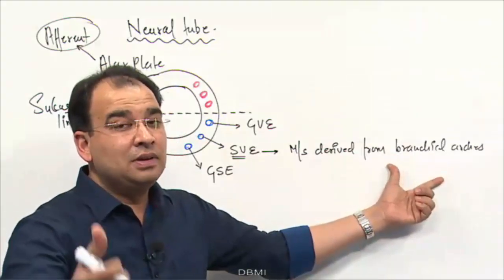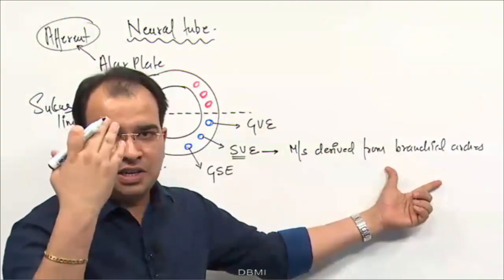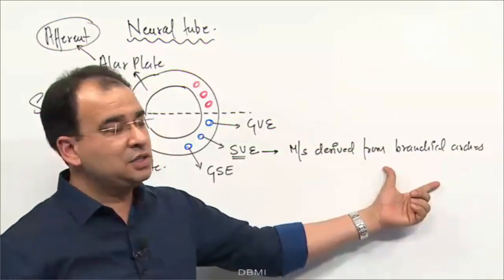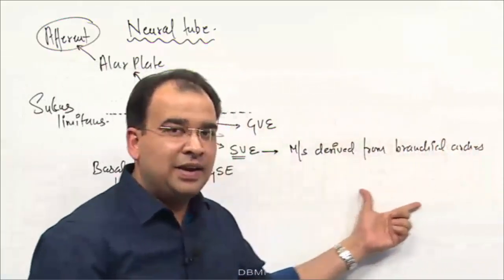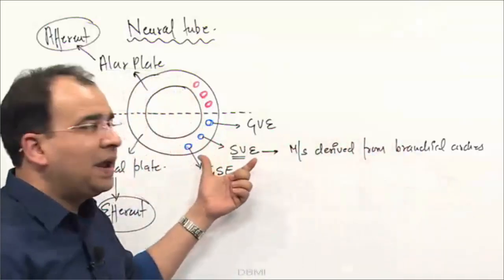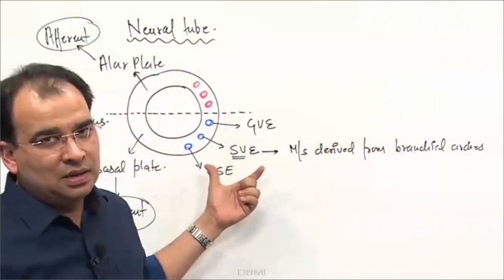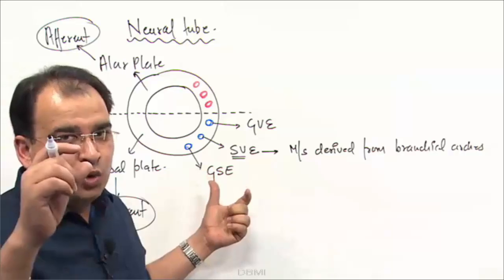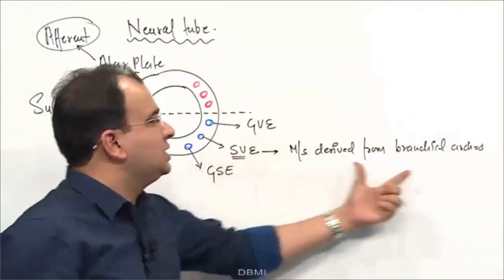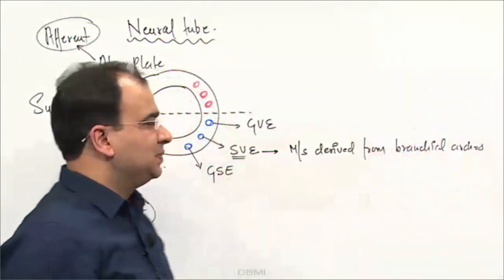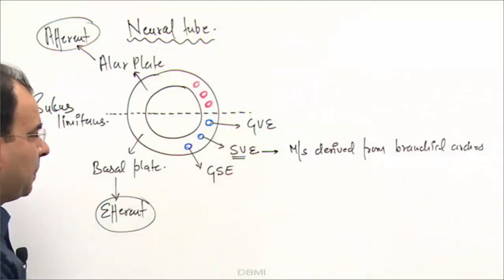So the SVE column is for the muscles derived from branchial arches, which we already are done with, that is muscles of mastication, facial expression, palate, pharynx and larynx. So all those muscles which are derived from the pharyngeal arches will be supplied by the column that is SVE, or in other words, the nuclei which will come under SVE will supply the muscles of pharyngeal arches. That we'll see.